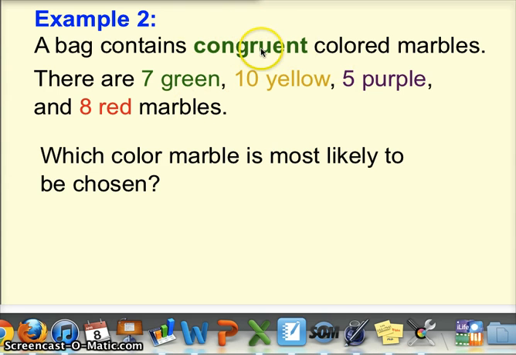Again, this word congruent just means that all of the marbles are the same shape and the same size, which gives each of the marbles an equally likely chance of being chosen.